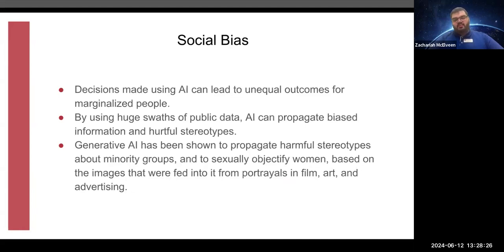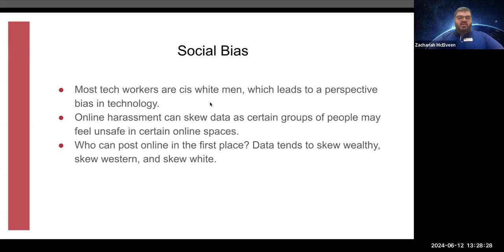So most tech workers tend to be cis, white, and men, which means that there's going to be a potential perspective bias in technology and in AI. A lot of it might be unconscious, but if there are any assumptions that are being held by the people making AI, those assumptions can then be reflected in what's produced by an AI. We also have to consider where the information is coming from.